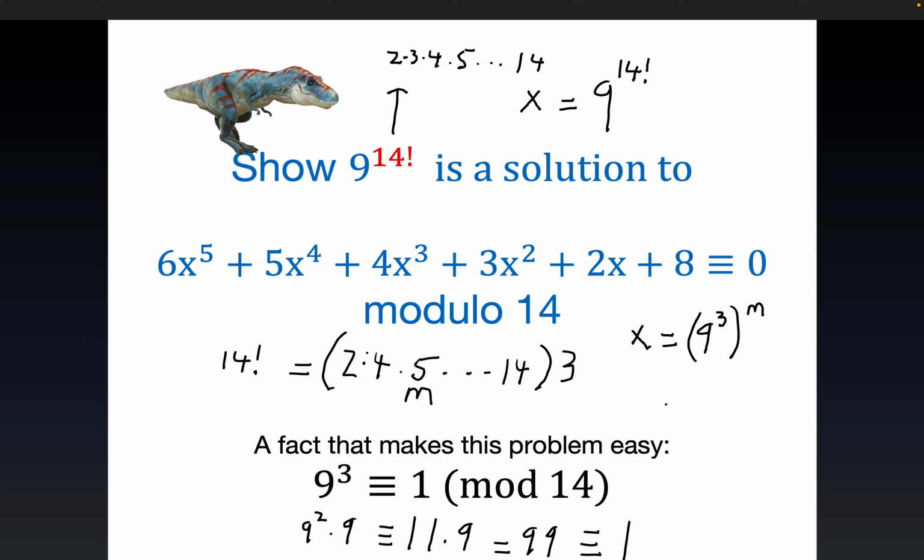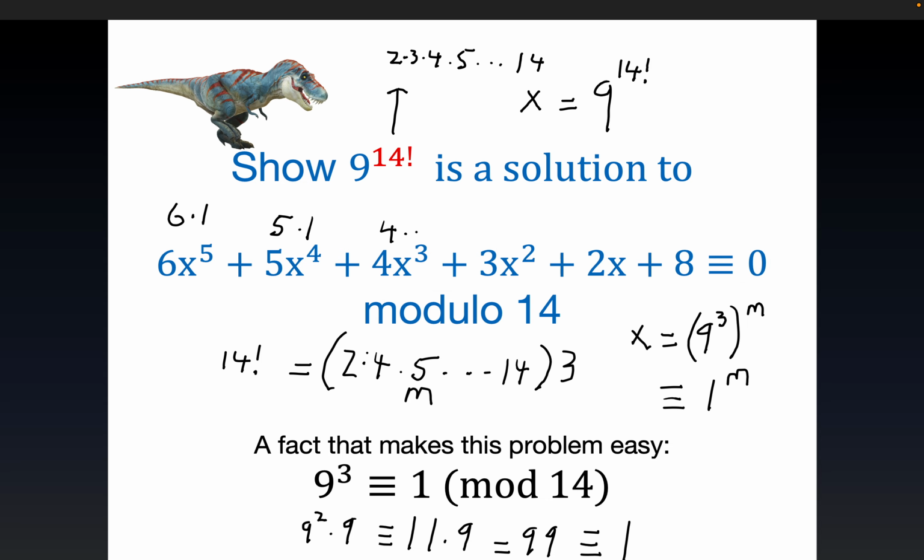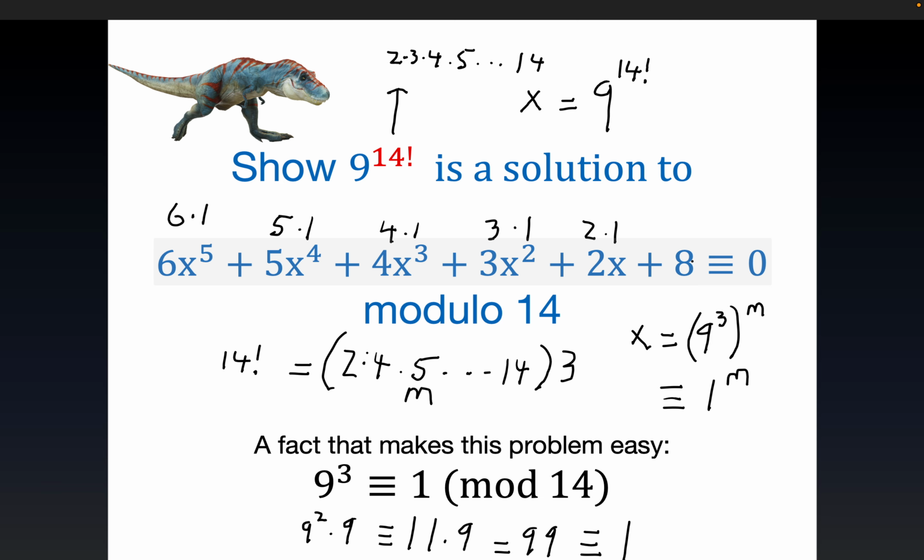Notice this is clearly congruent to 1 raised to the m power, and no matter how big m is, 1 raised to any power is just 1. So what we get right here is a very easy solution. This would just be the same as 6 times 1 mod 14, this would be 5 times 1, again everything inside is mod 14, 4 times 1, 3 times 1, 2 times 1. And of course 8 is just 8 mod 14, but this would be plus 8.